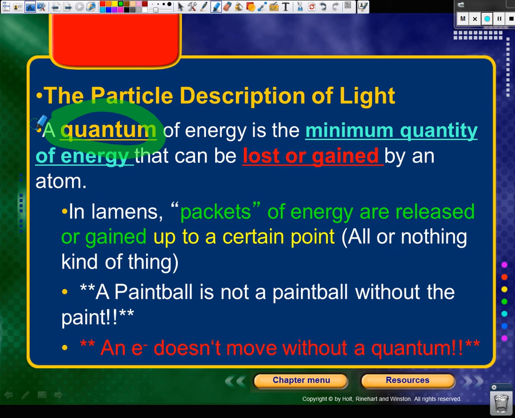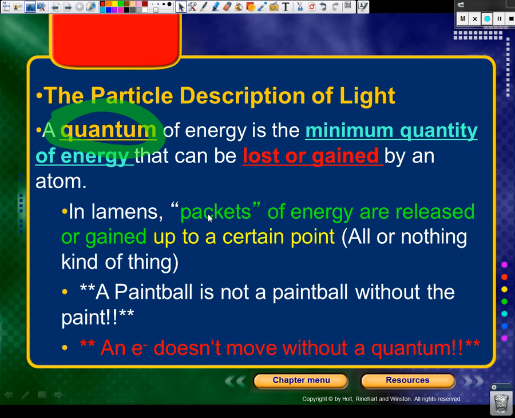We're getting there. Okay? Now, so what does all this mean? Just a few minutes ago, we talked about this light hitting a piece of metal and knocking an electron off. So now let's go a little bit more specific. What is making that electron be knocked off?